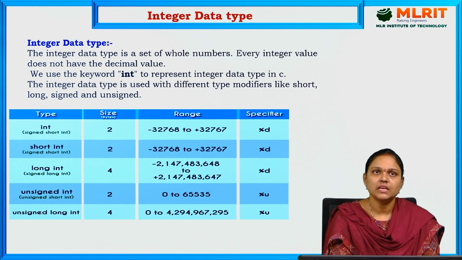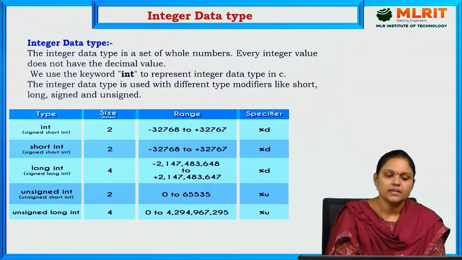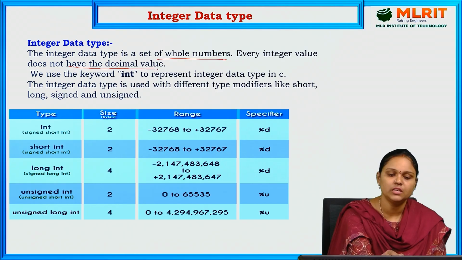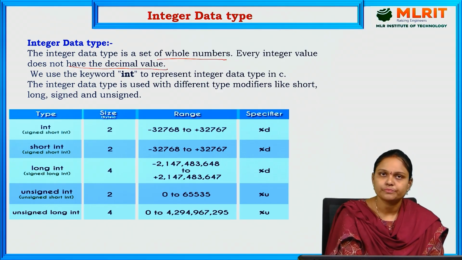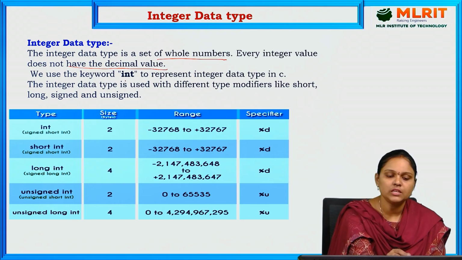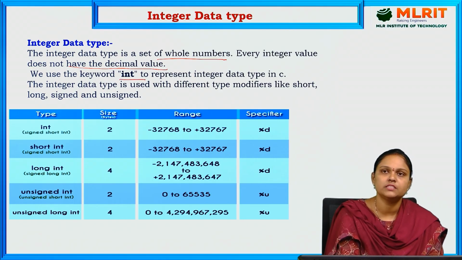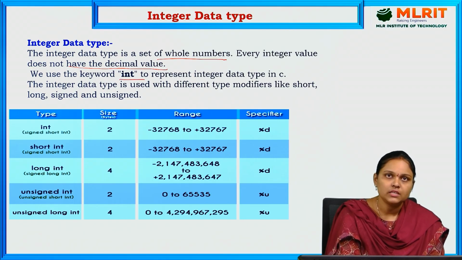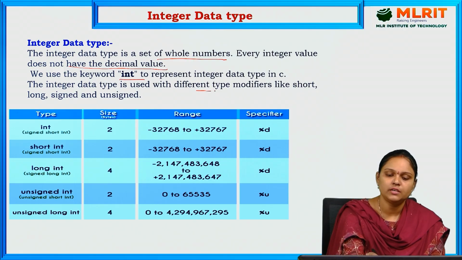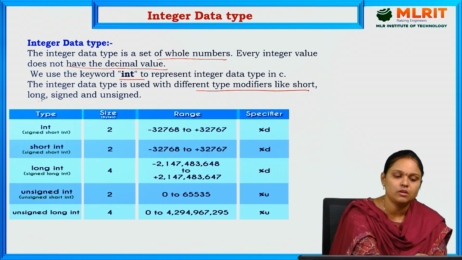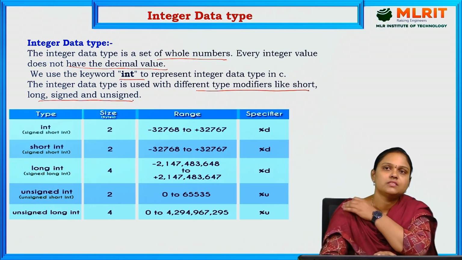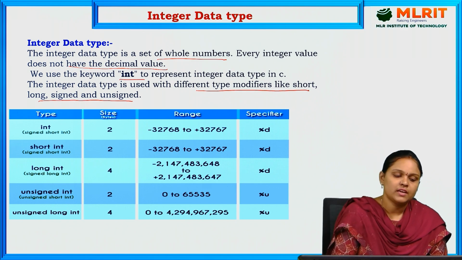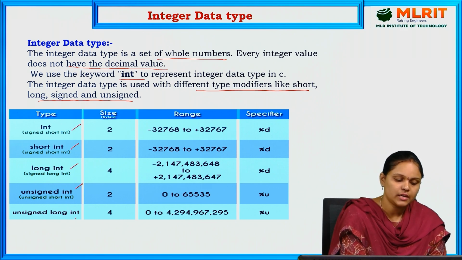The next one is the integer data type. An integer data type is a set of whole numbers. Every integer value does not have decimal values, so we are not using any kind of decimal values in this integer data type. We use the int keyword to represent the integer data type in C. The integer data type is used with different type modifiers like short, long, signed, and unsigned.